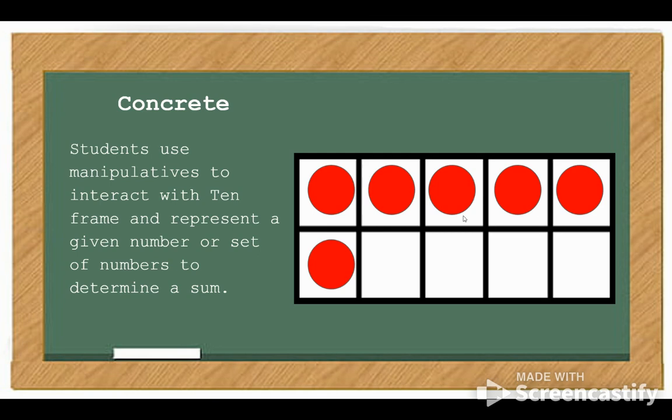As you get into the older grades, you can also begin to add additional manipulatives. So if this was 6 and I asked students to add 3 more manipulatives, they can then count out those manipulatives or begin to see that it is 1 less than a full 10 frame. So this would represent the number 9.